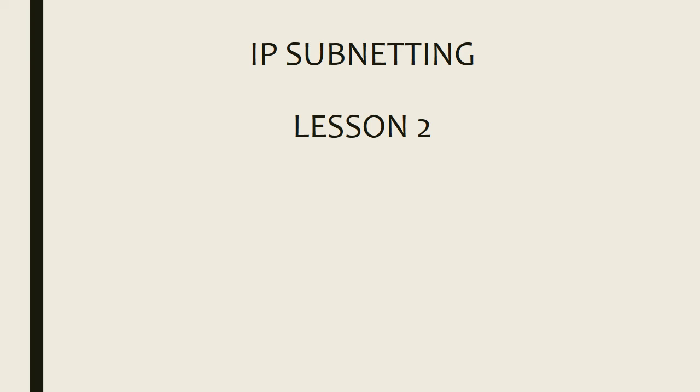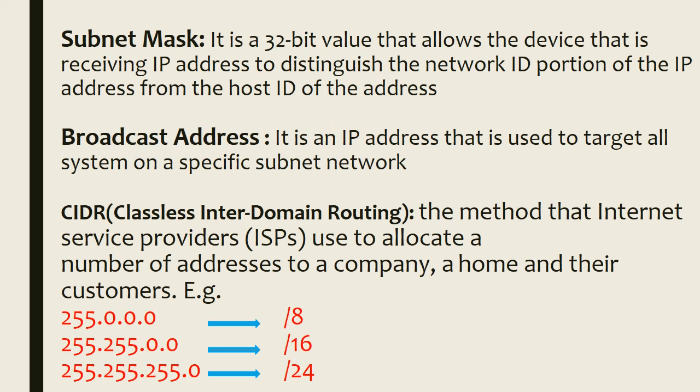Hello, welcome to lesson 2, IP subnetting. In this tutorial I'm going to teach you how to subnet a class A, class B and class C network. Before that, we need to know three key terms: the subnet mask, the broadcast address and CIDR, which is classless inter-domain routing. Okay, now what is a subnet mask?